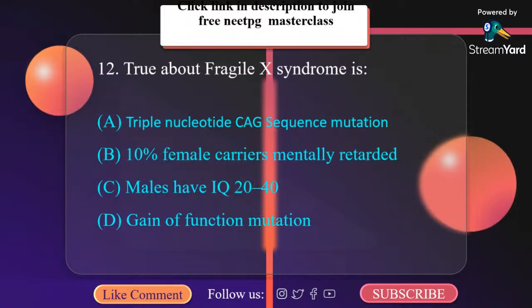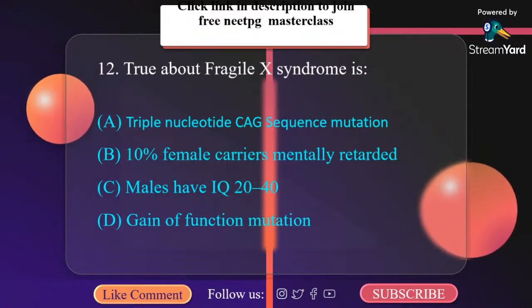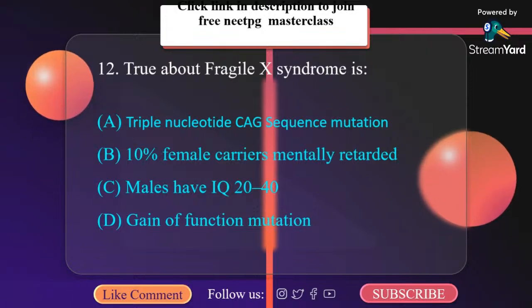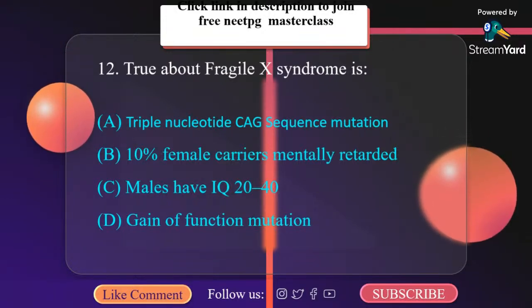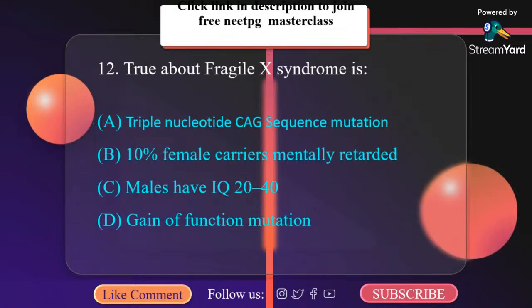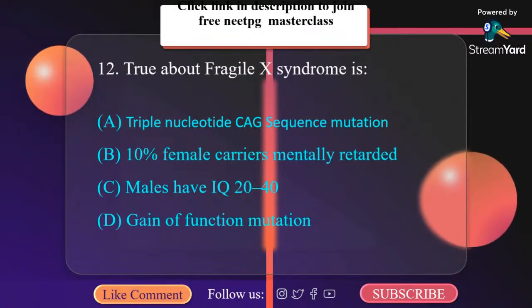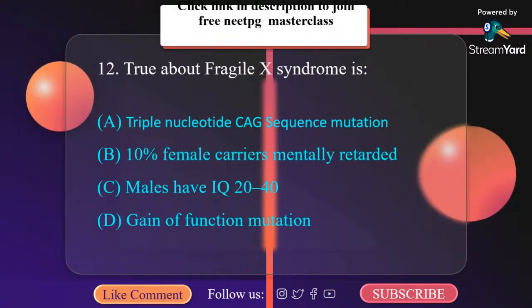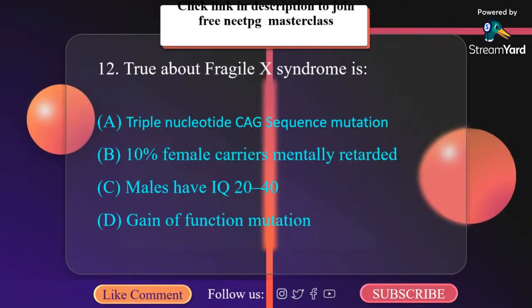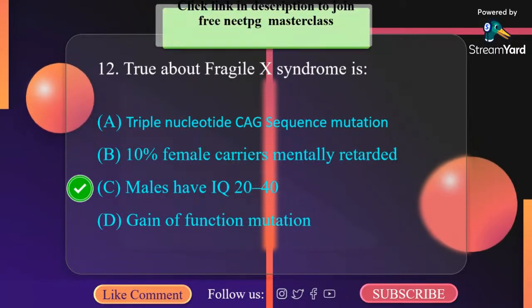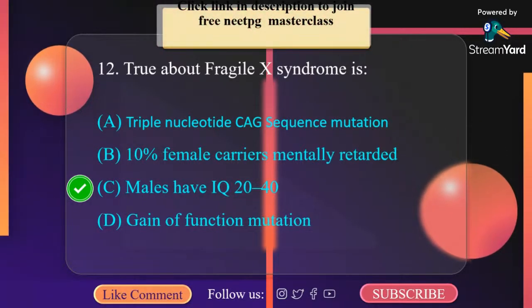C. Males have IQ 20 to 40. It is true. Developmental IQ, mean IQ is 42 in males. IQ is higher if significant residual FMRP is produced. D. Gain of function mutation is again false. The abnormal expansion of CGG repeats leads to hypermethylation and consequent silencing of the FMR1 gene. So the correct answer here is C. Males have IQ of 20 to 40.